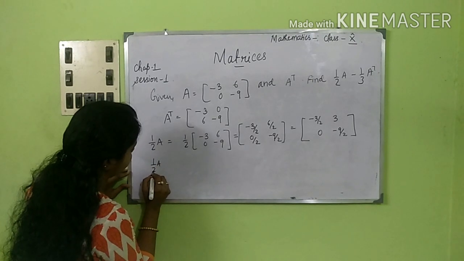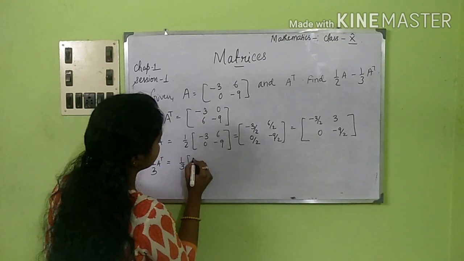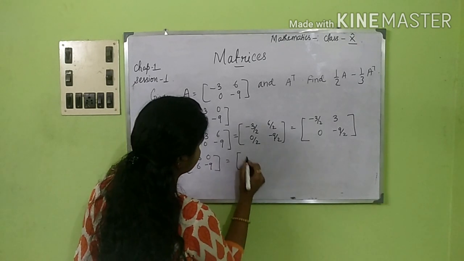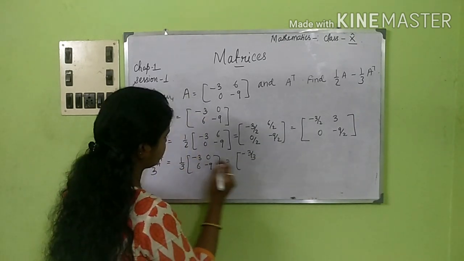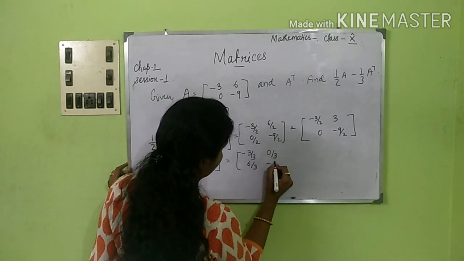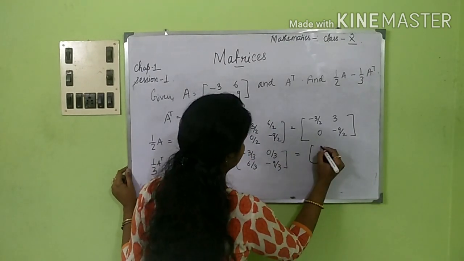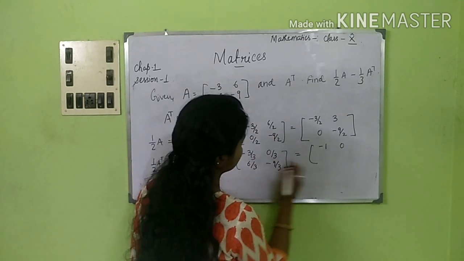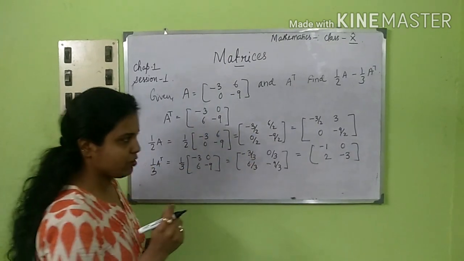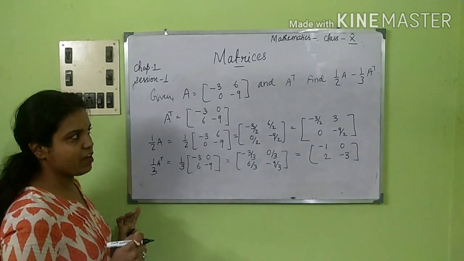Now 1 by 3 A transpose. What is A transpose? Minus 3, 0, 6 comma minus 9. So multiply with all this, minus 3 by 3, 0 by 3, 6 by 3, minus 9 by 3. So we are having minus 3 by 3 is minus 1, 0 by 3 is 0, 6 by 3 is 2, minus 9 by 3 is minus 3. So we are having this matrix with us. Okay, we have got the two different matrices after multiplying half and 1 by 3.